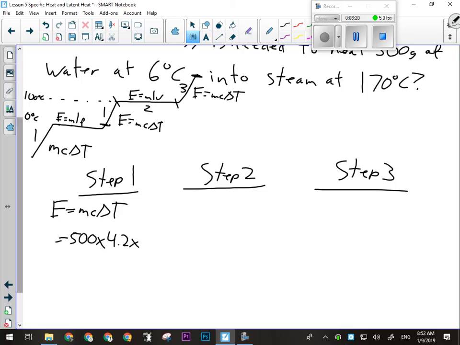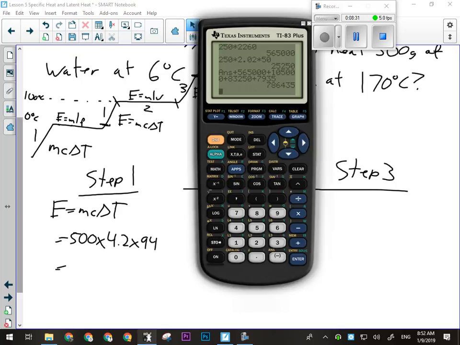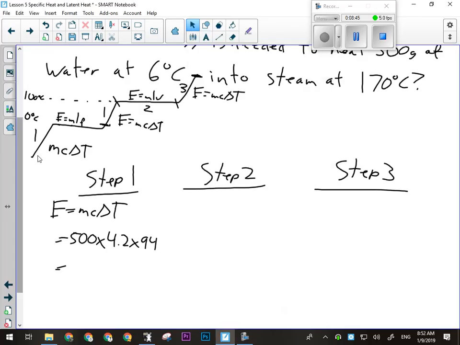And how much am I changing the temperature by? 94 degrees, right? I'm going from 6 to 100. So that's my first step. Not 96. So we got 197,400 joules. All right, so that's the first part.